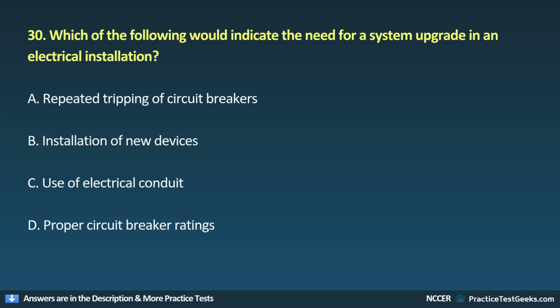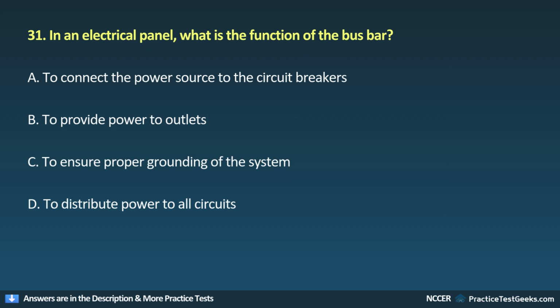A. Repeated tripping of circuit breakers. B. Installation of new devices. C. Use of electrical conduit. D. Proper circuit breaker ratings. 31. In an electrical panel, what is the function of the bus bar?